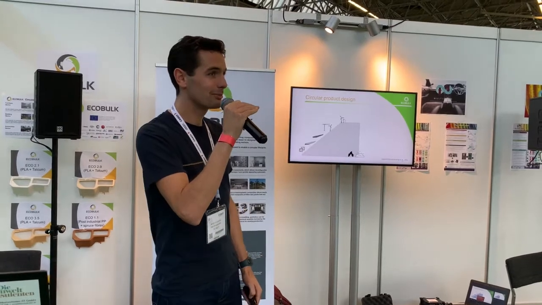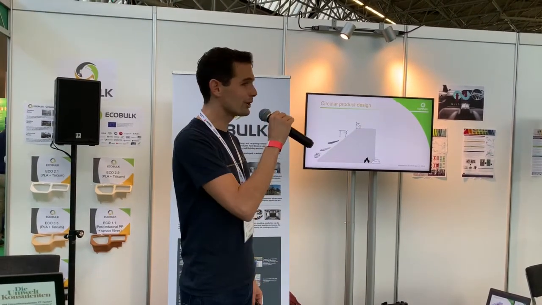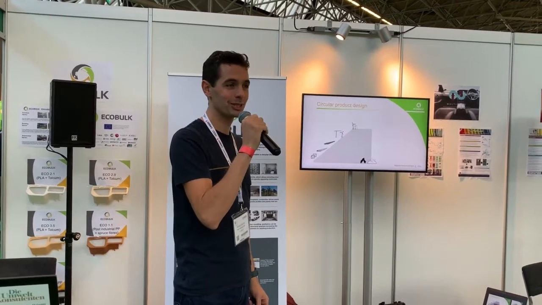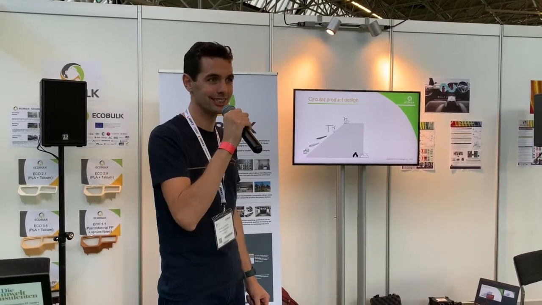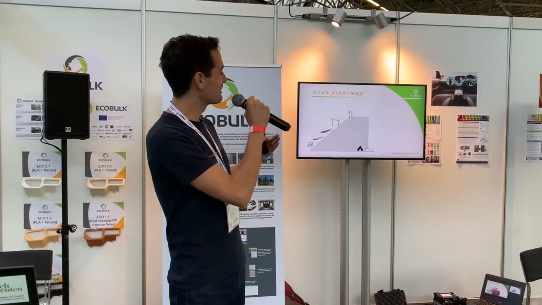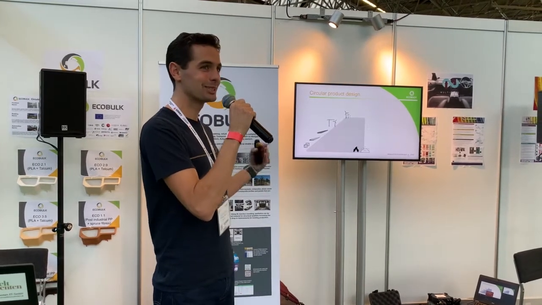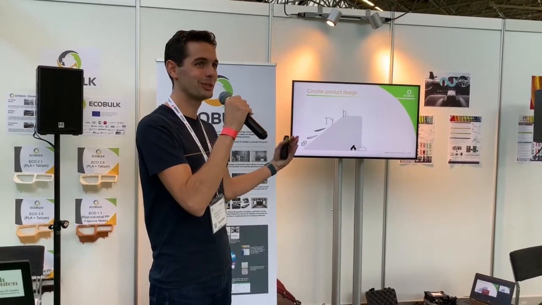So a brief recap on circular product design. What do we need? The current life cycle for composite products usually looks something like this. It resembles a hill in terms of value. With every step in its production process, the value increases.